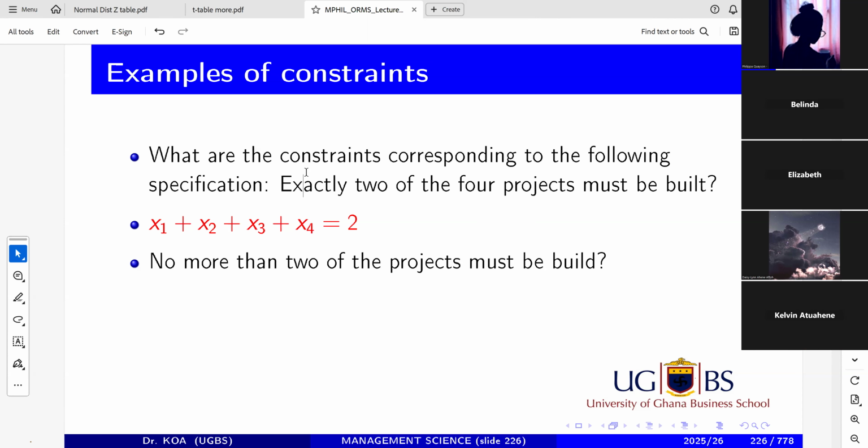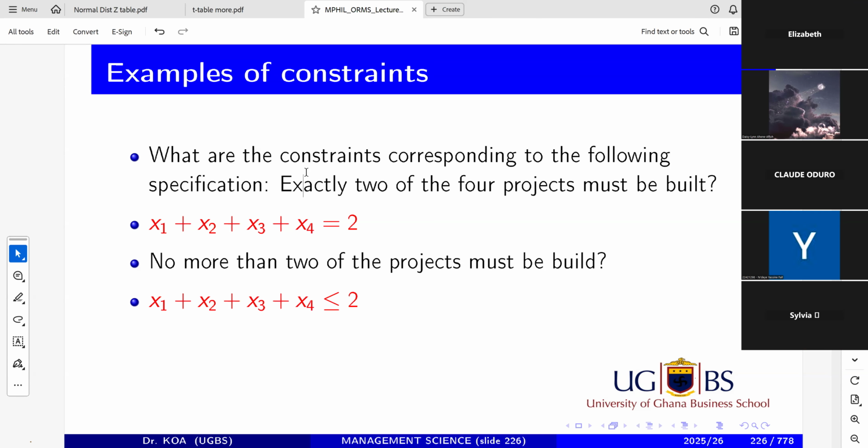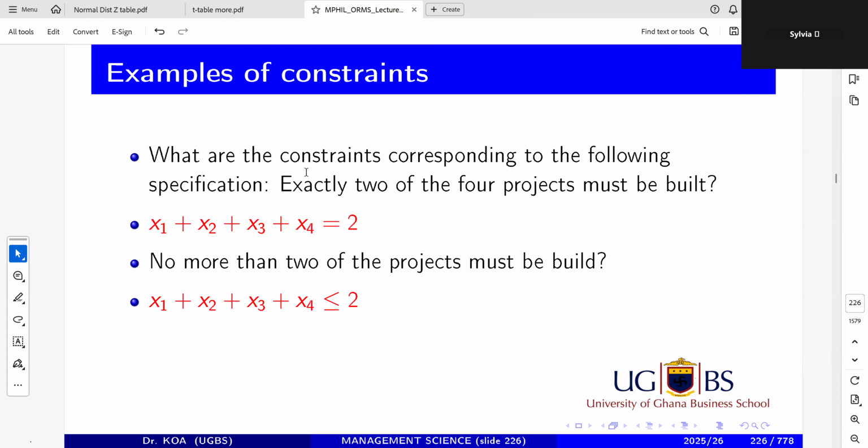Since it's no more than 2, it means it's supposed to be either 2 or less than 2. What is it supposed to be? Mention the whole mathematics. X1 plus X2 plus X3 plus X4 is less than or equal to 2. Yeah, that's it. That's 1 mark. Let's go to the next one. When I say 1 mark, you should privately message the classroom.